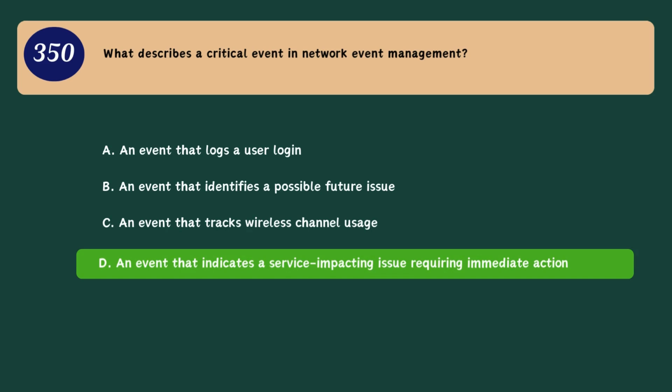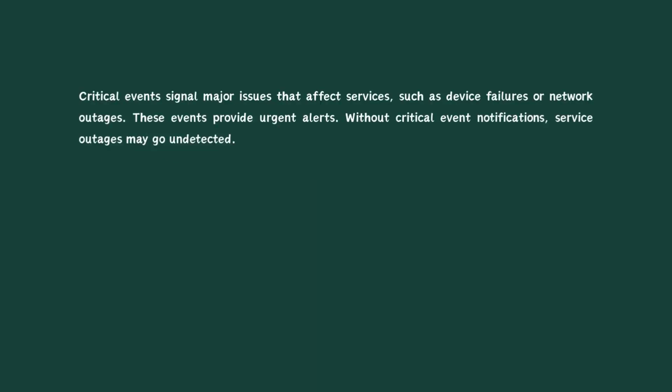Correct answer. D. An event that indicates a service-impacting issue requiring immediate action. Critical events signal major issues that affect services, such as device failures or network outages. These events provide urgent alerts. Without critical event notifications, service outages may go undetected.